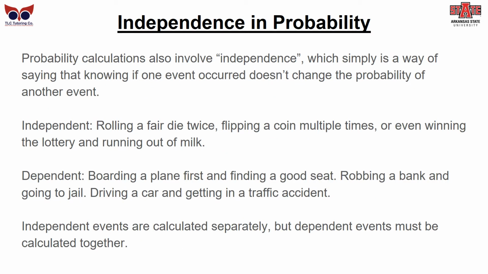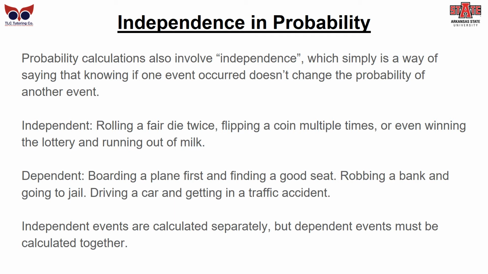Now, independence. Probability calculations deal with independence, which is a way of knowing that if one event occurs, it doesn't change the probability of the other event happening. So think about if I have a die and I roll it twice. The first time I roll it, I get a number, and the second time I roll it, it doesn't matter what the first number was. It's the exact same probability, and that's like flipping a coin, or say something like winning the lottery and running out of milk. They're not related. Just because one happens doesn't make the other one more or less likely.